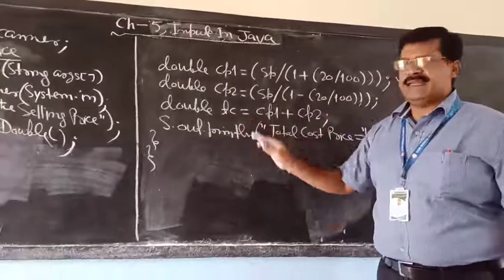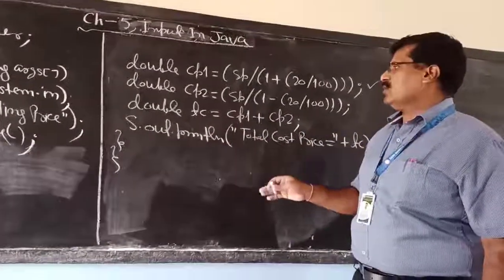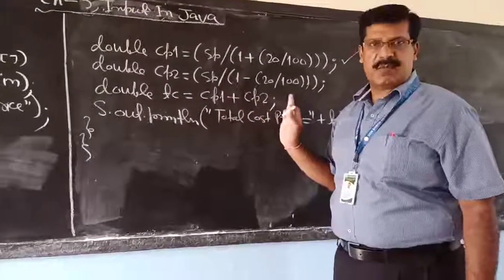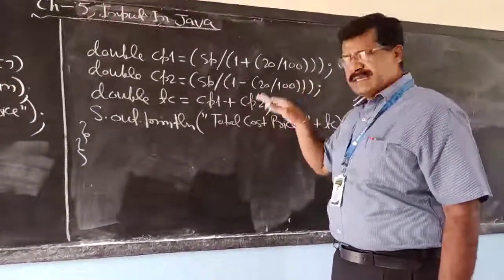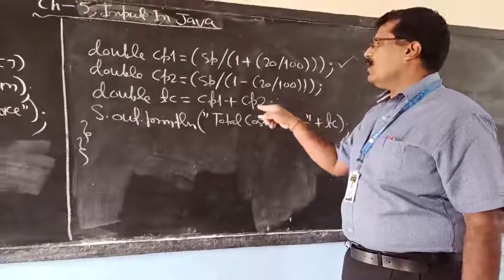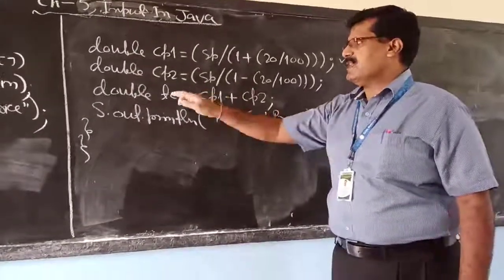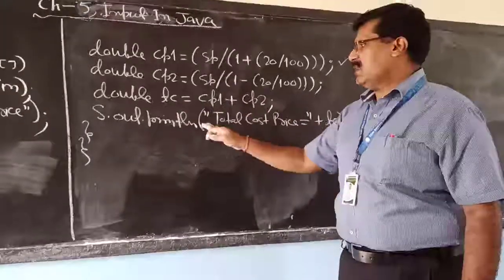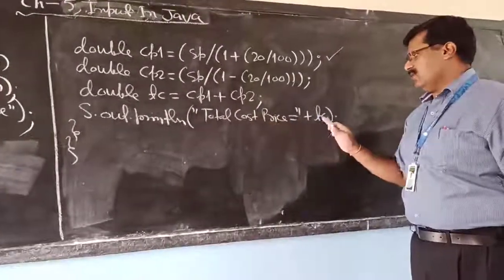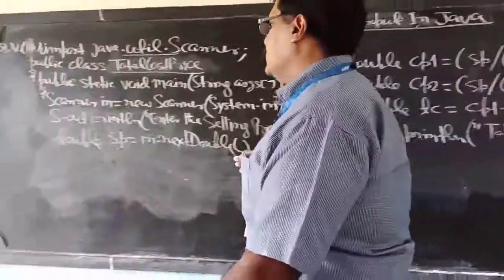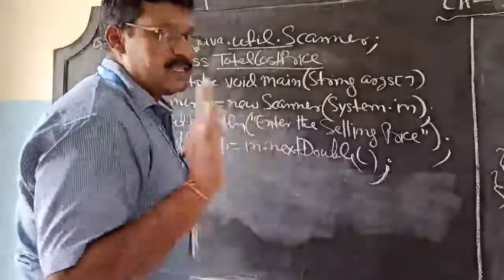Now double TC for total cost. The total cost equals the cost price of the first calculator, which has got 20% profit, plus the cost price of the second calculator with the loss of 20%. We have added both the cost prices, so that has become the total cost. System.out.println total cost price equals TC. Program over.